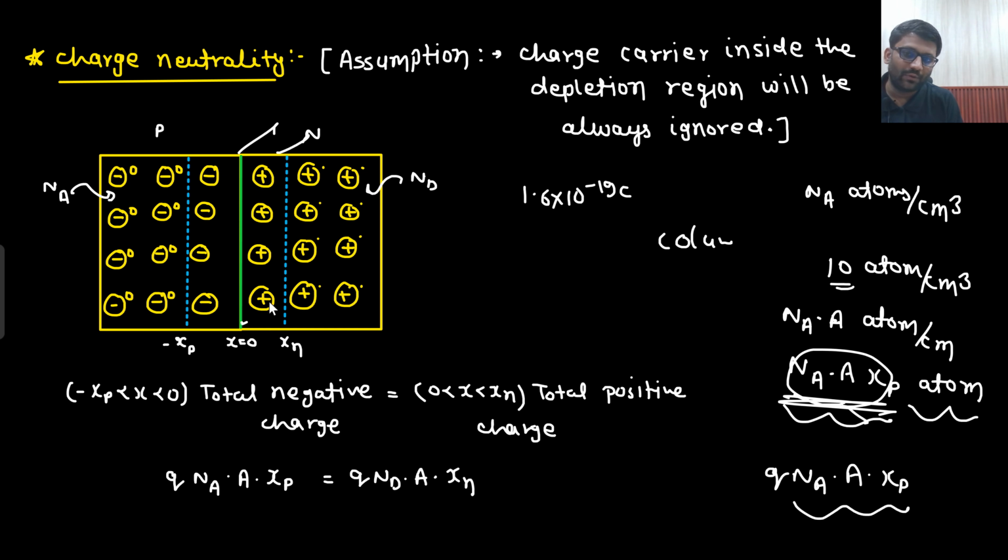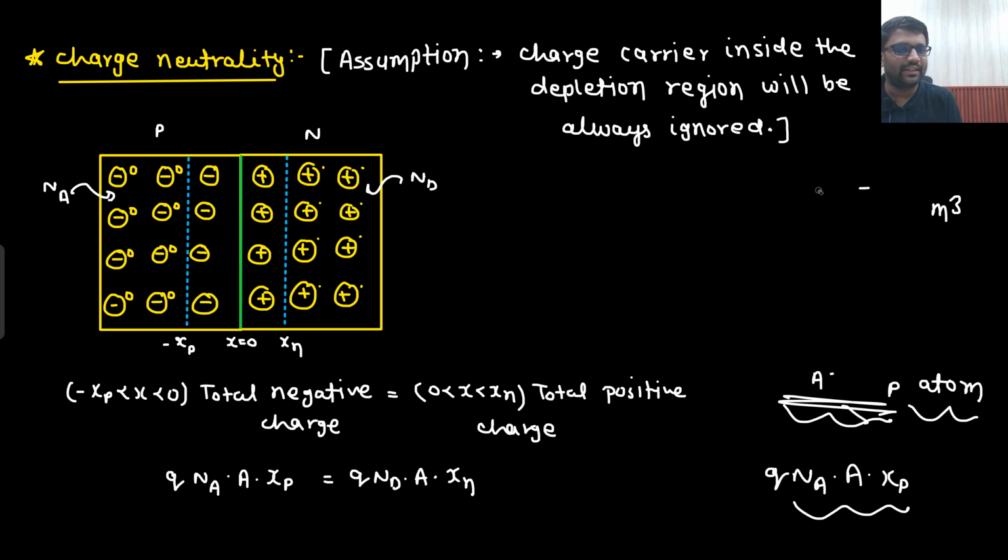In this much area and this length, in this much volume, how many atoms are you having? I am having Nd into A into xn atoms. Multiply with q, what will I get? Total positive charge. And total negative charge should be equal to total positive charge.